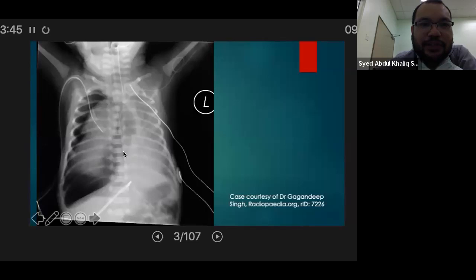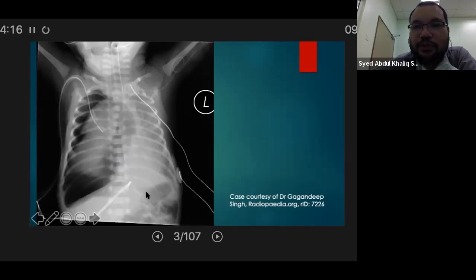So if this sort of X-ray comes in your exam, you need to mention: you can see a hyperlucency area in the right lung field with herniation into the left mediastinum. It pushes the mediastinum towards the left. You can see the trachea, everything is deviated to the left, and then you can see a chest drain, you can see ET tube inside too, you can see long line, you can see NG tube. So these are the things that you need to mention.